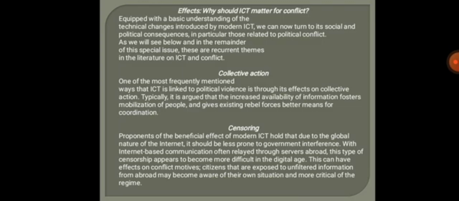Censoring. Proponents of the beneficial effects of modern ICT hold that due to the global nature of the Internet, it should be less prone to government interference. With Internet-based communication, often relayed through servers abroad, this type of censorship appears to become more difficult in the digital age. This can have effects on conflict motives. Citizens that are exposed to unfiltered information from abroad may become aware of their own situation and more critical of the regime.